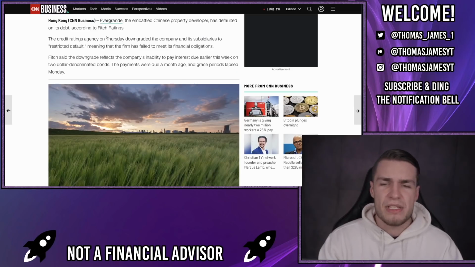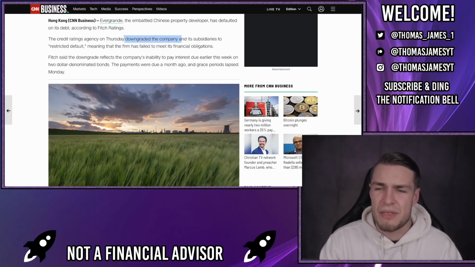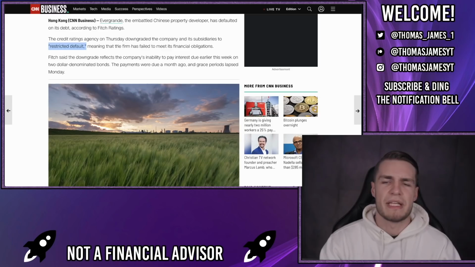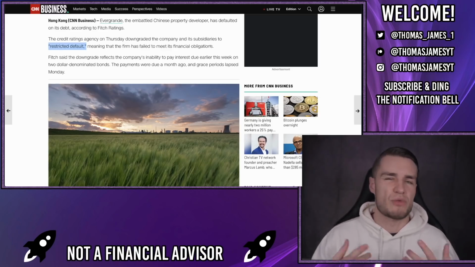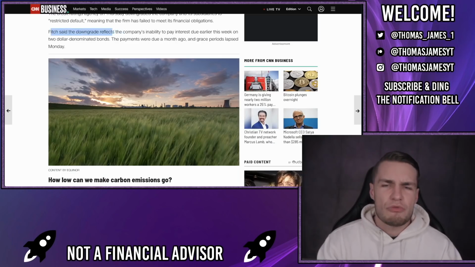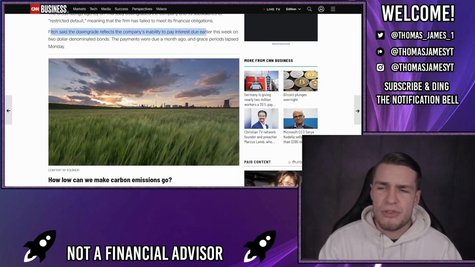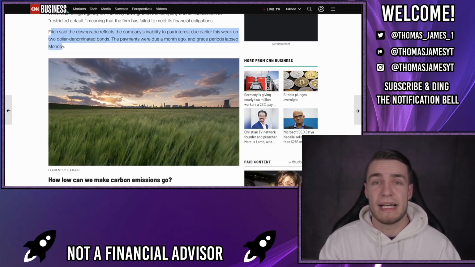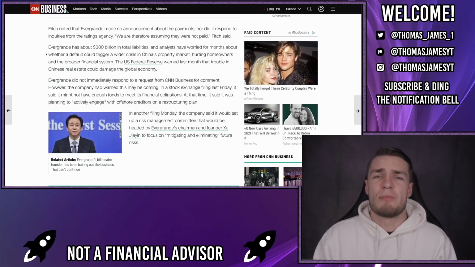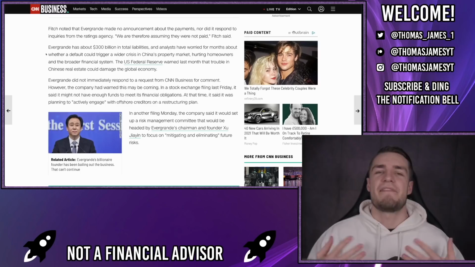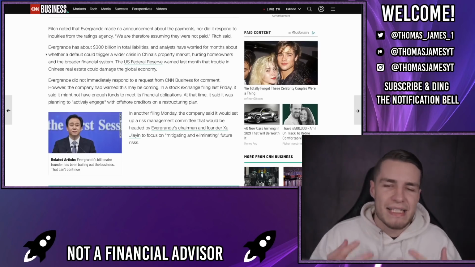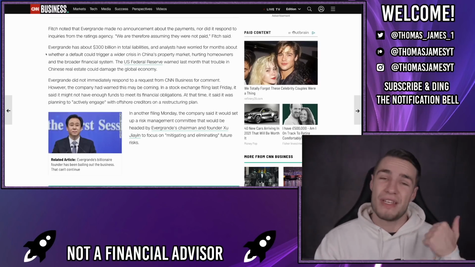Now, the credit ratings agency on Thursday downgraded the company and its subsidiaries to restricted default, meaning that the firm has failed to meet its financial obligations. Now, we'll talk in a second about what this really means. Fitch said the downgrade reflects the company's inability to pay interest due earlier this week on dollar-denominated bonds. The payments were due a month ago and the grace period lapsed on Monday. Now, it's interesting that Bloomberg is changing its mind. I thought these bonds had been paid on time last month, but now Bloomberg is agreeing that Evergrande never made these payments and has in fact defaulted, like I told you the other week.